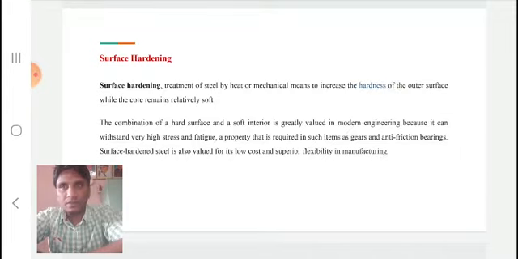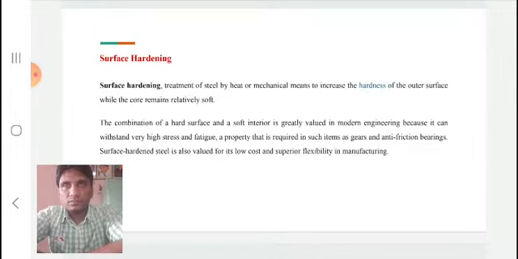So what is surface hardening? Only the surface part of the material is hardened, not the entire metal gets hardened. It is the treatment of steel by heat or mechanical means to increase the hardness of the outer surface while the core remains relatively soft.